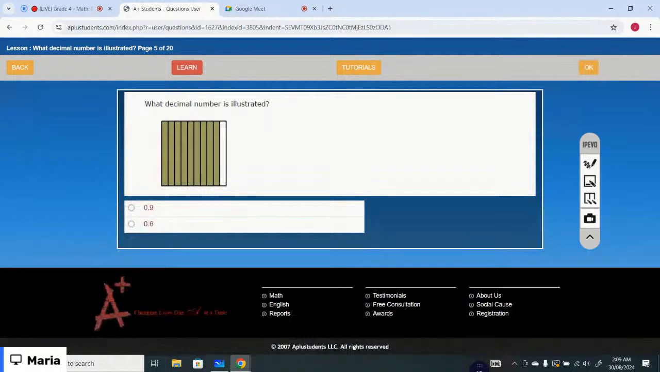What decimal number is illustrated? Which is the correct option? Option number 1 is the correct option, right? The figure illustrates 0.9. 9 out of 10 are colored, so that represents 9 tenths or 0.9. Option number 1 is the correct option.